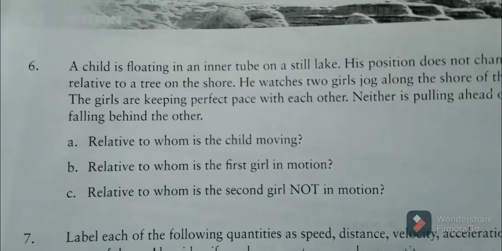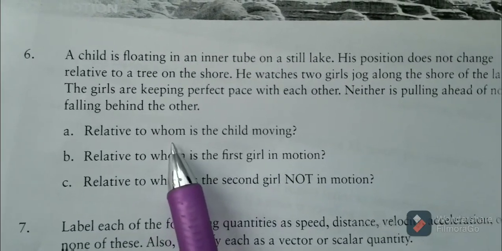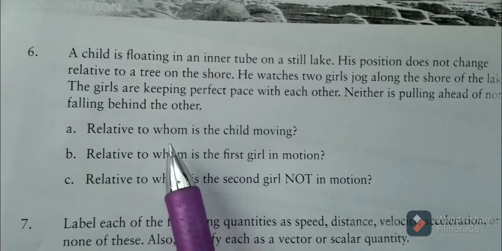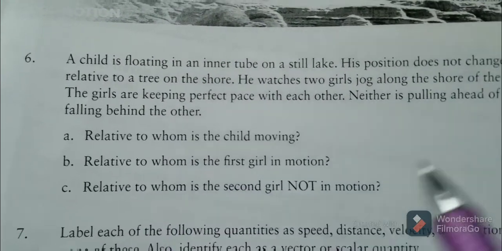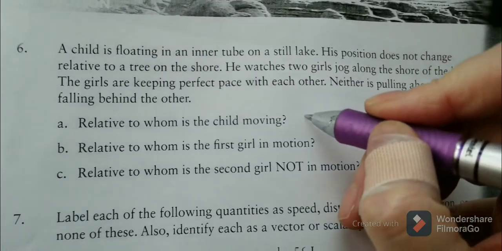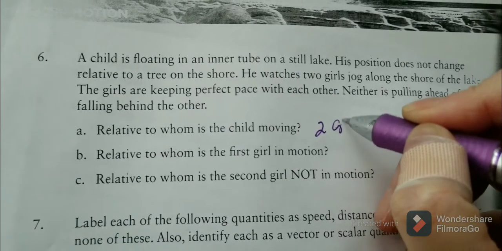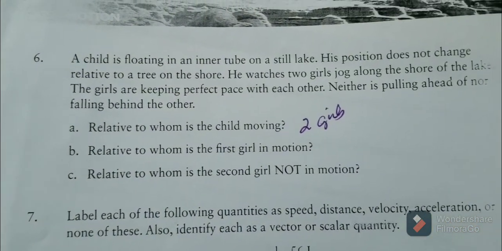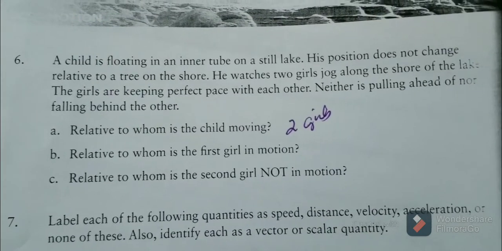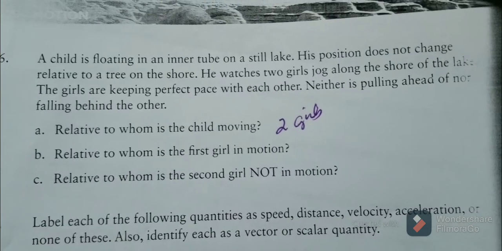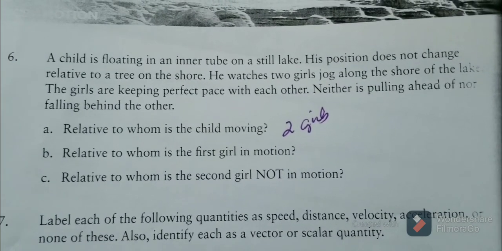That whom is actually a hint because the answer is probably not going to be a tree, because the tree is not a who. So the child is in motion to the 2 girls because the 2 girls are whom's and they are moving, and the child is not. Even if he was moving, but not moving perfectly with them, he'd be moving. So relative to whom is the first girl in motion?